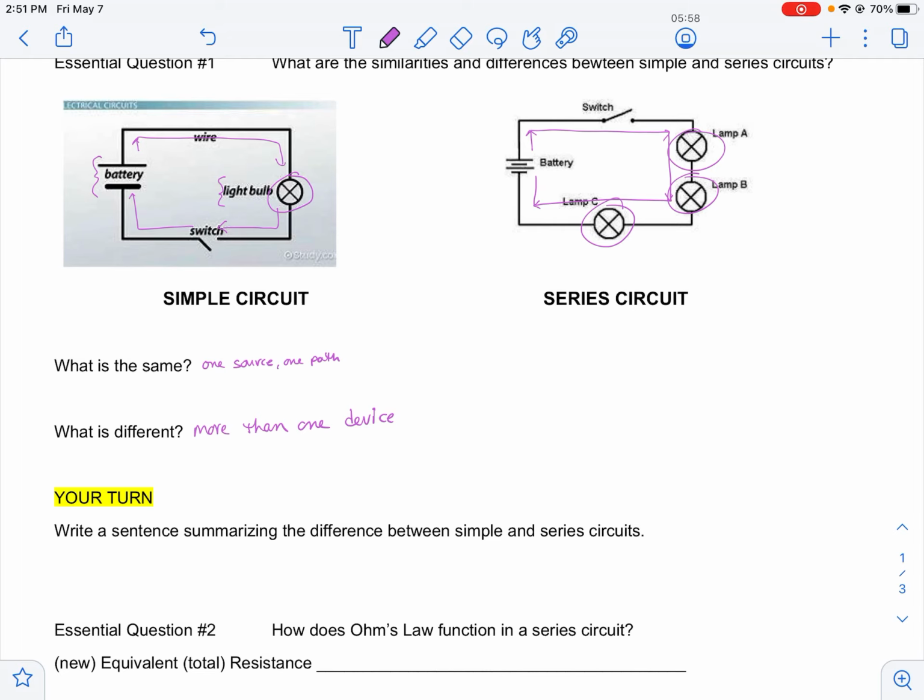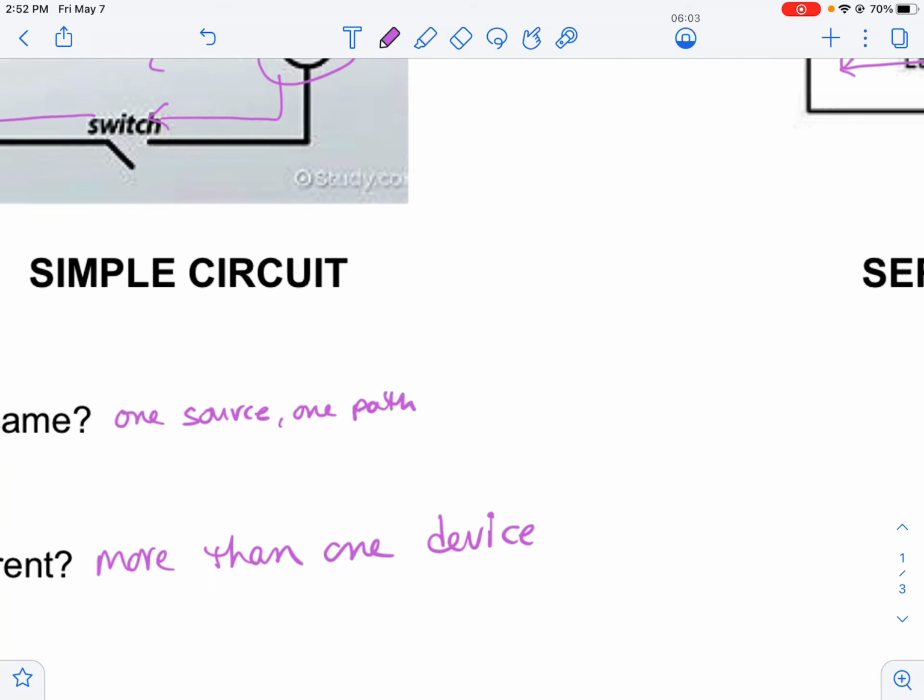So the only thing I'm going to point out to you, it was really hard for me to find a picture that would show this, is that this one source doesn't necessarily have to be the same. So it could be more than one source, but this one path idea, that's absolutely true. So we're going to say down here, 1 or more devices. Not devices, my bad. Sources.